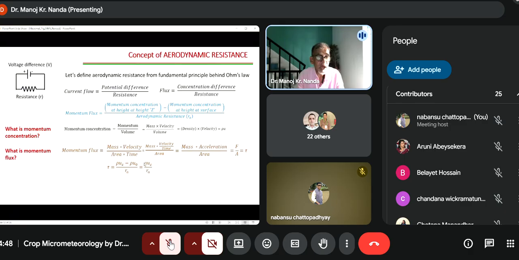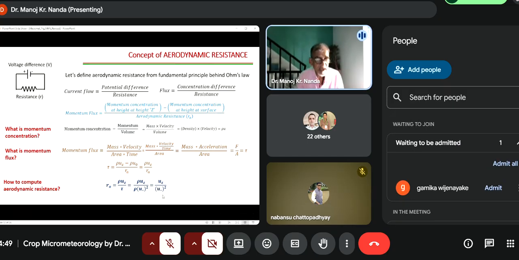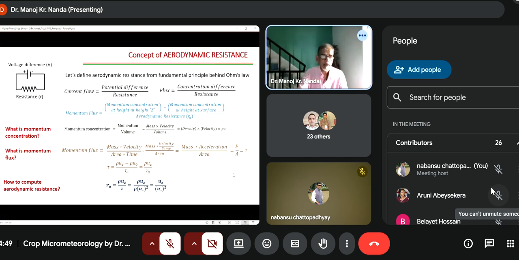So this is becoming my equation. Tau is equal to rho uz by Ra. From here you can get Ra is equal to rho uz by tau. In rho uz, it is as such there, and tau, we know earlier that tau is equal to rho u star square. So this rho will be cancelled, and you are getting uz by u star square. So that is my aerodynamic resistance. U star square is your tangential velocity of eddies, and uz is your mean velocity at certain height z.